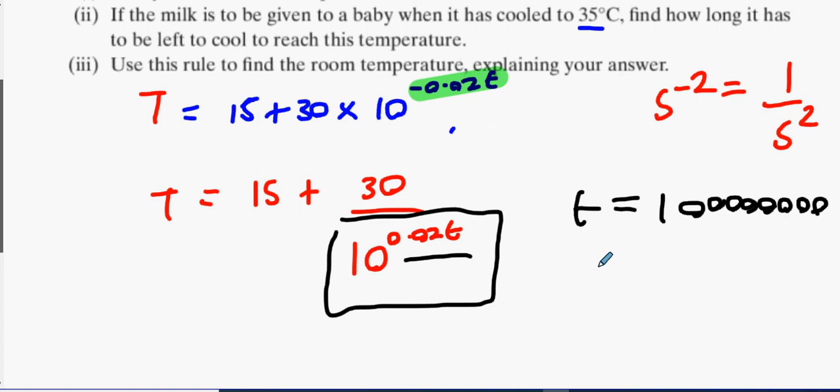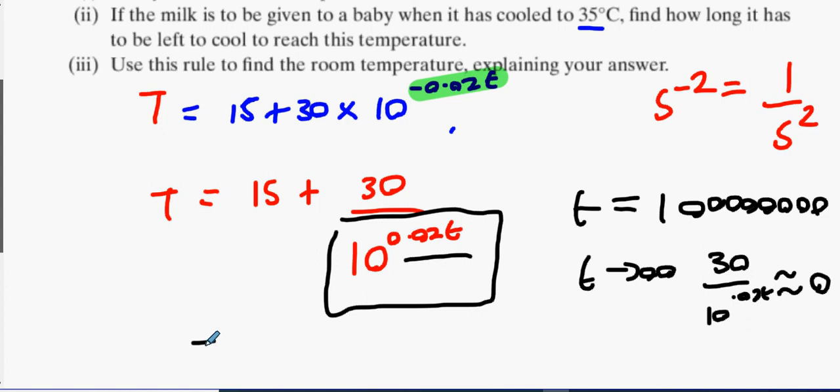So what you say is, as t approaches infinity, 30 over 10 to the power minus 0.02t is roughly equal to 0. This means your maximum temperature is 15. We knew that from the evidence from the table function, didn't we? So you would have had a good chance of doing it anyway. That's how you explain it though.